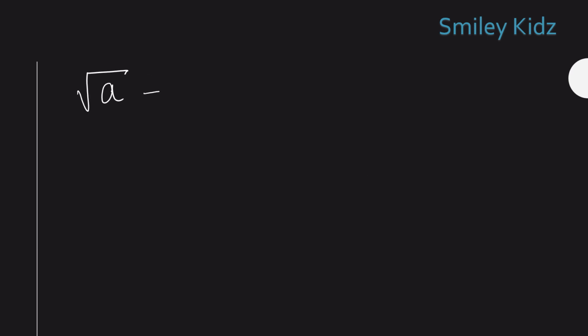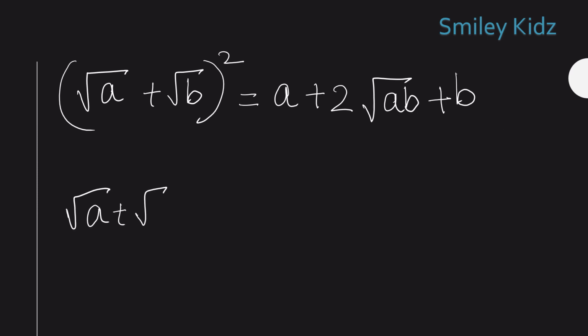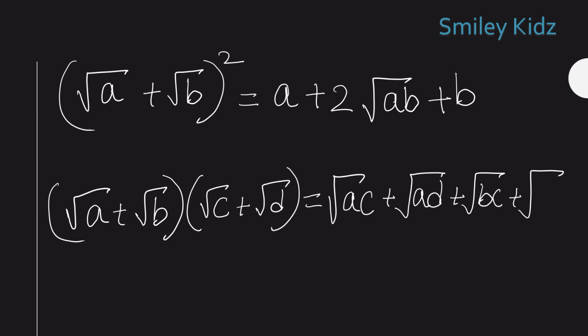Square root of a plus square root of b whole square is equal to a plus 2 root ab plus b. Square root of a plus square root of b multiplied by square root of c plus square root of d is equal to square root of ac plus square root of ad plus square root of bc plus square root of bd.